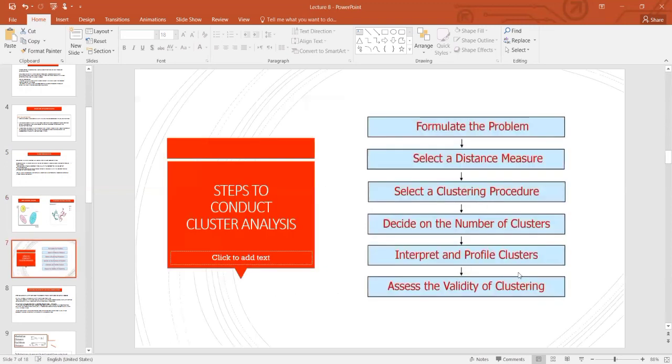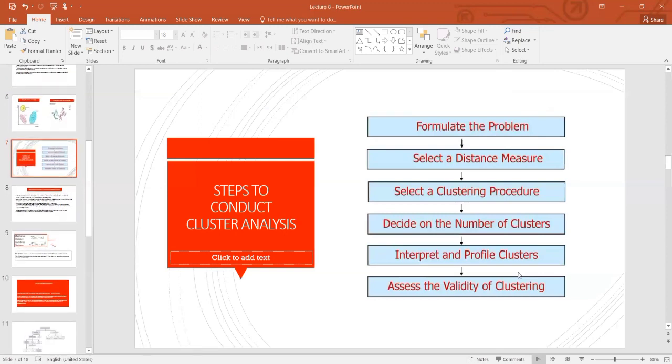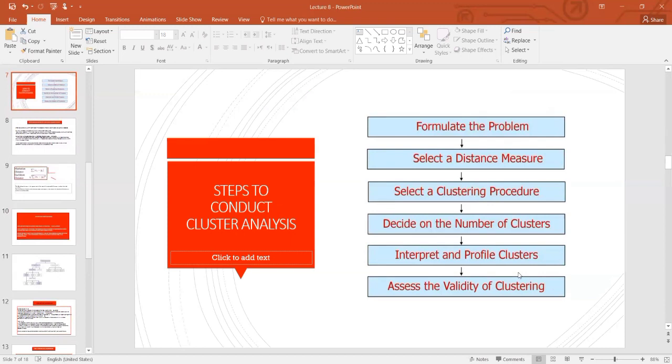Steps to conduct cluster analysis. First, formulate the problem. Second, select a distance measure. Third, select a clustering procedure. Fourth, decide on the number of clusters. Fifth, interpret and profile clusters. Sixth, assess the validity of clustering.